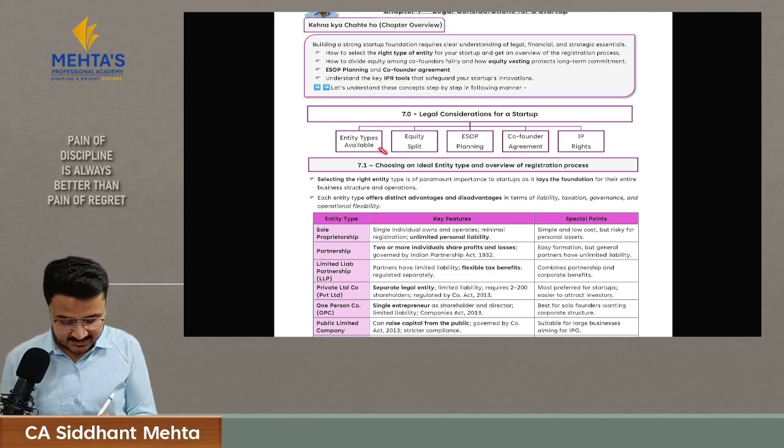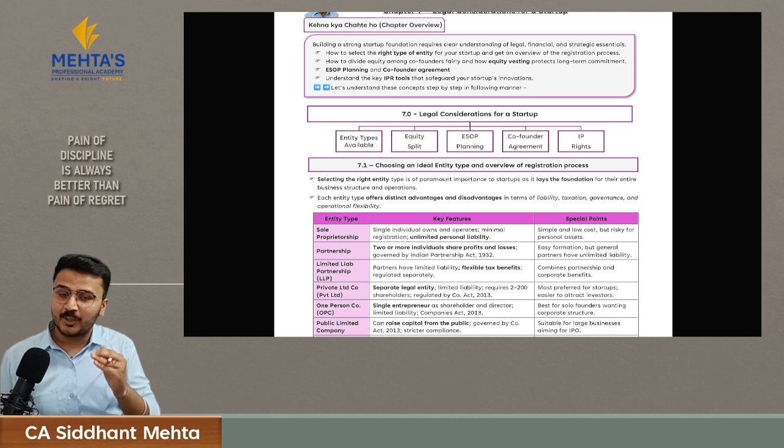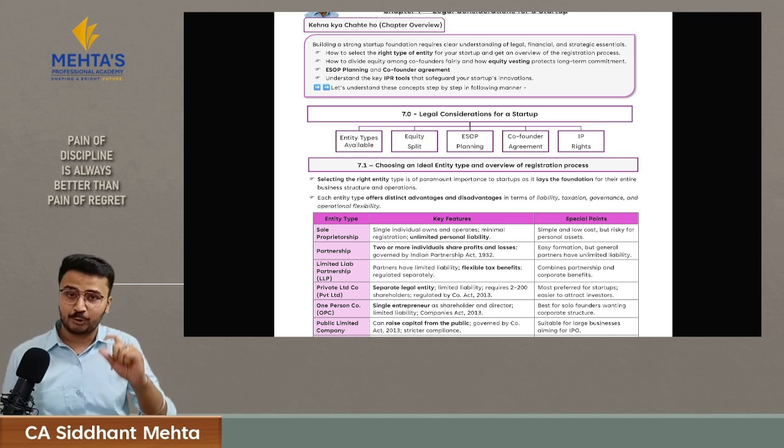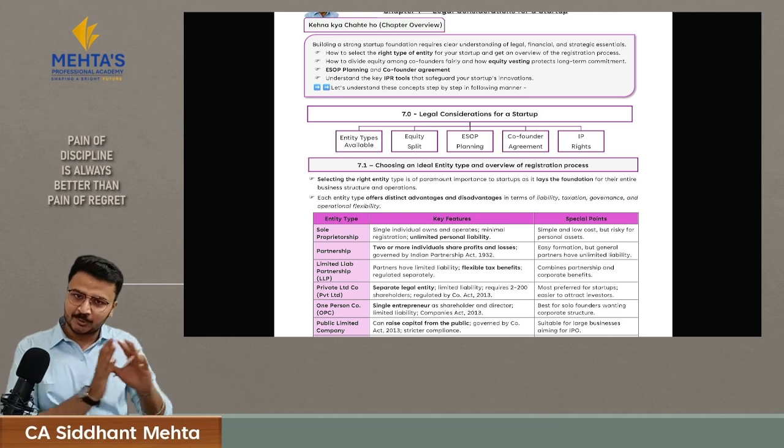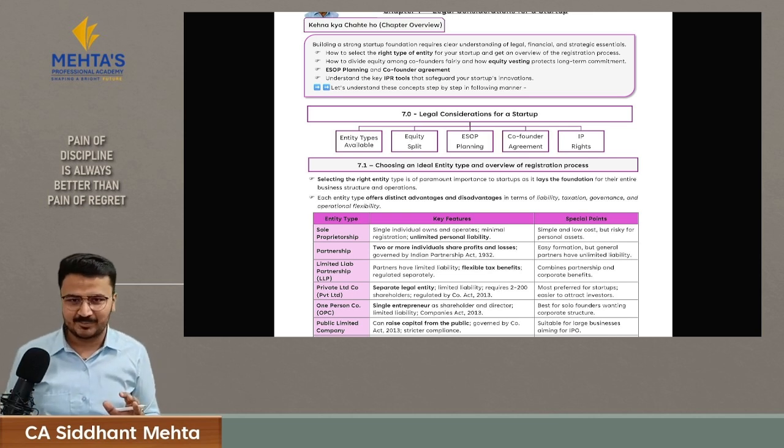Then if you are splitting your equity, what all things do you have to consider before splitting your equity, and what all benefits are there if you split your equity. We will understand this in this chapter. Then we will understand ESOP planning and co-founder agreement, and if you have to apply for intellectual property, how you can apply for it. All such things regarding legal considerations, we will understand in chapter number 7.